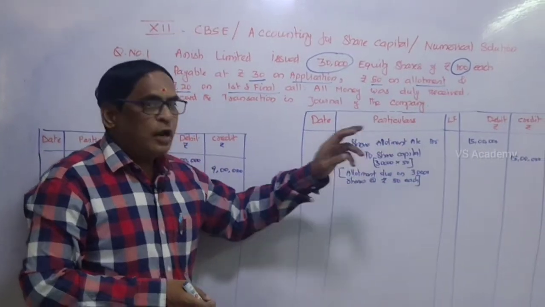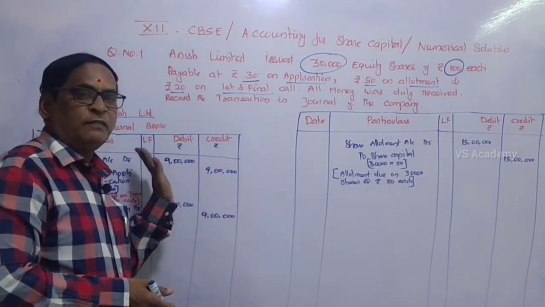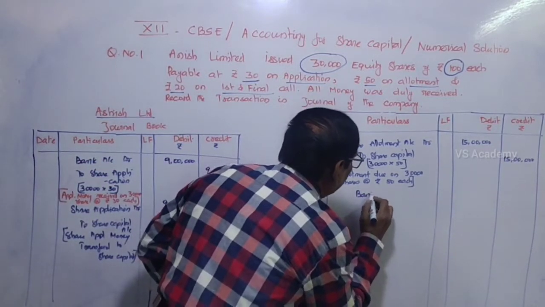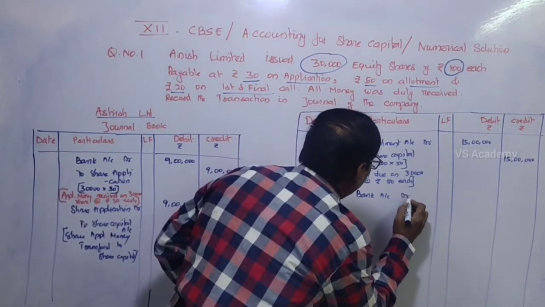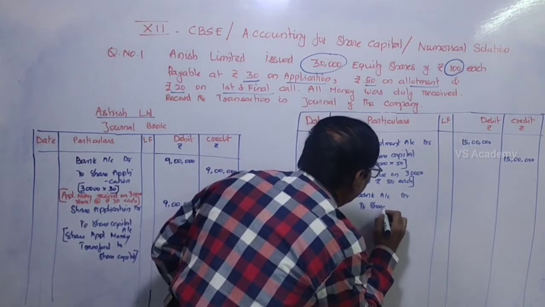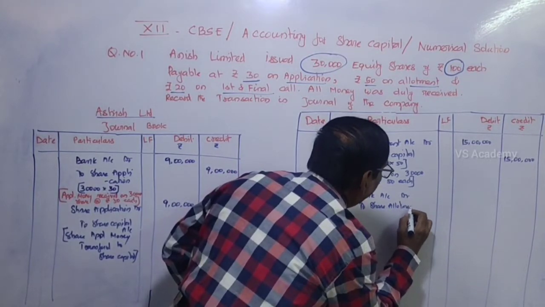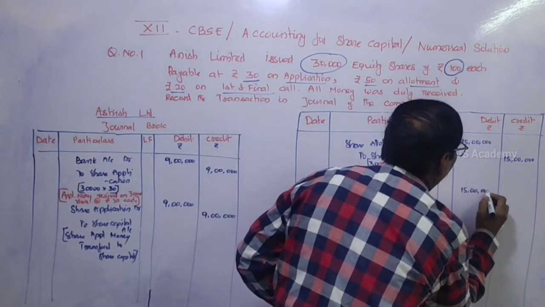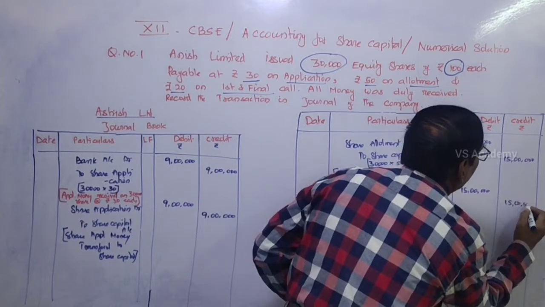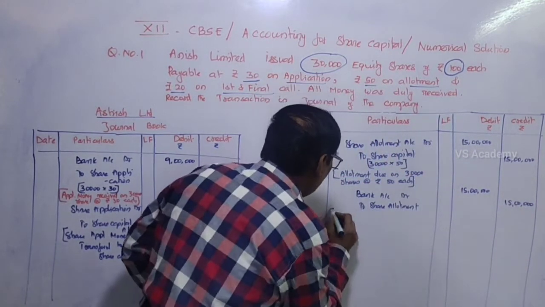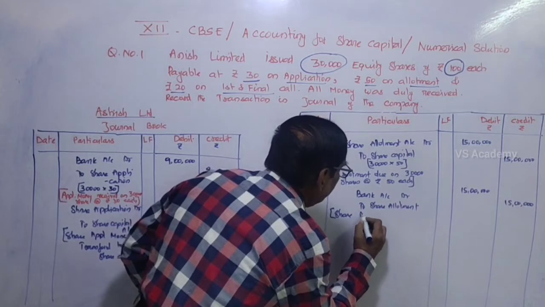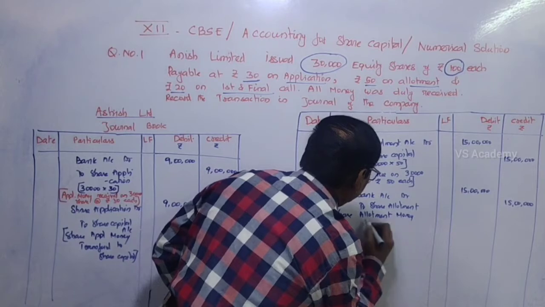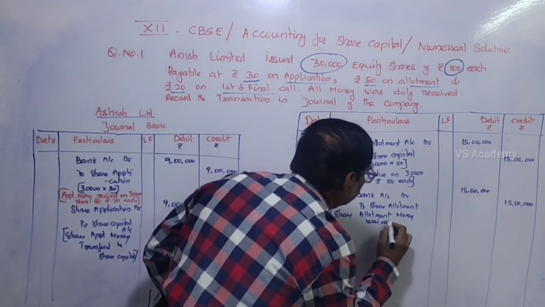On receipt of share allotment money, the same type as the first entry. Actually the bank account should be debited. Bank account debit to share allotment. So the same 15 lakh rupees we have received now. Before that we passed the due entry, now we have received. So the narration is: share allotment money received.